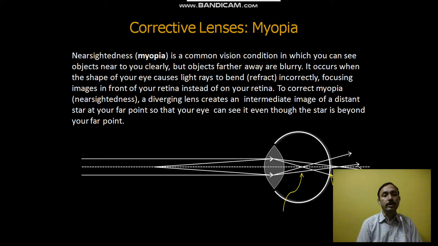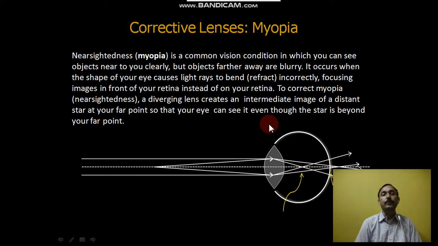It occurs when the shape of your eye causes light rays to bend or diffract incorrectly, focusing images in front of your retina instead of on your retina. That means the image should be focused on your retina, but it is focusing in front of your retina. So that's why you cannot see the further objects. So this is the star rays, that is parallel rays falling. So this should be the focus here, but it is focusing here.